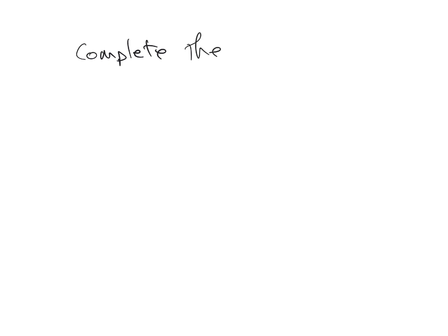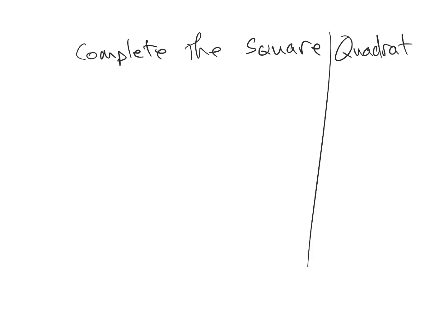Complete the square and quadratic formula. This problem: x squared minus 4x minus 2 equals 0. Complete the square and then solve it again by using the quadratic formula. Okay, so completing the square.